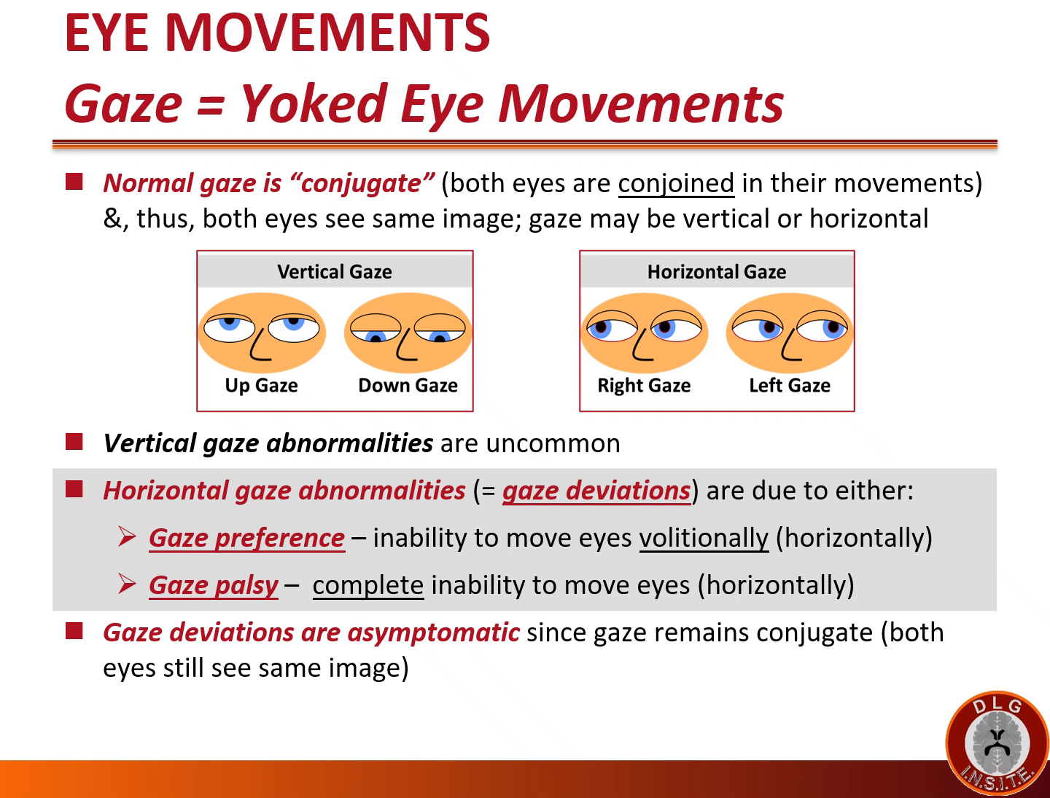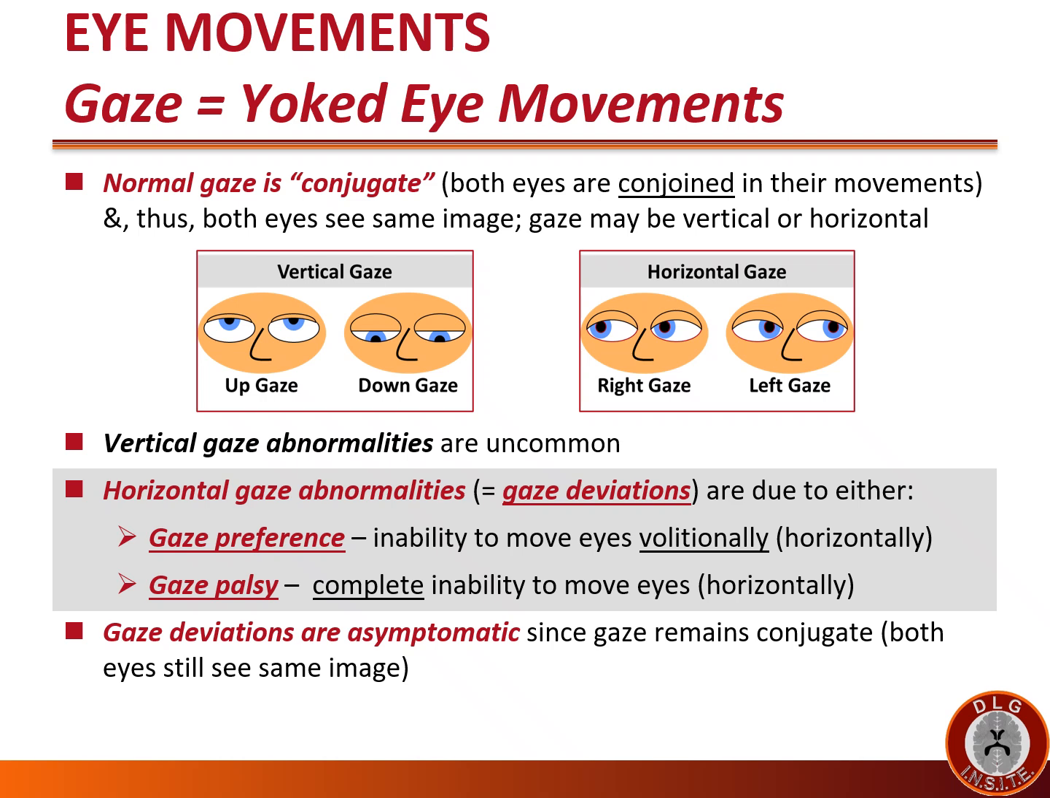We shall now discuss eye movements, and the term gaze refers to yoked eye movements, two eyes moving together. Normal gaze is conjugate, meaning conjoined. The eyes are conjoined in their movements so that both eyes can see the same image. And gaze can be referred to as vertical or horizontal. Vertical gaze consists of up gaze and down gaze, and horizontal gaze, right gaze and left gaze. Vertical gaze abnormalities are not common, and we will not discuss them further in this presentation.